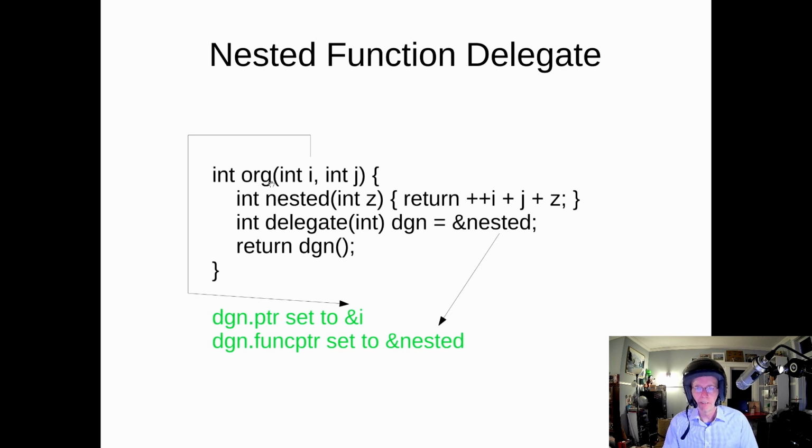And so here we have our function org again, and our nested function, which has its own parameter z, and then it's accessing the parameters i and j from its enclosing function. We form the delegate by taking the address of the nested function, and the address of the nested function goes into the funcptr field, and the context pointer is set to the address of i, which is the address of the enclosing function's stack frame.